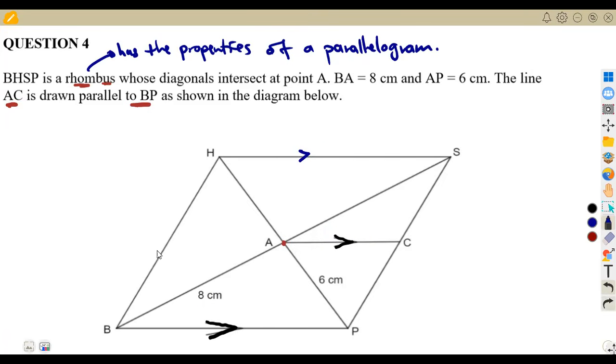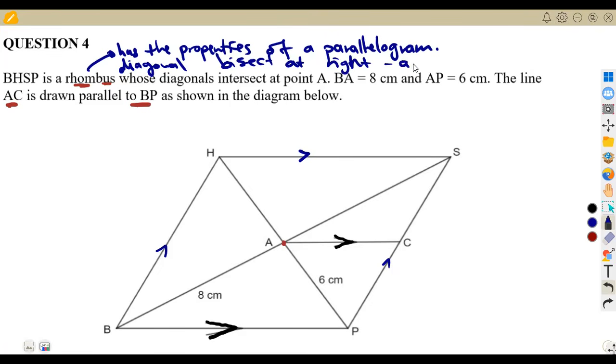The same thing, this side BH is going to be parallel to PS, from P to S, or the whole of this line. This is from the parallel sides. The other thing that we know about the rhombus is that the diagonals bisect at right angles. Diagonals bisect. To bisect means they divide each other into two equal parts. But they do not just bisect, they bisect at right angles.